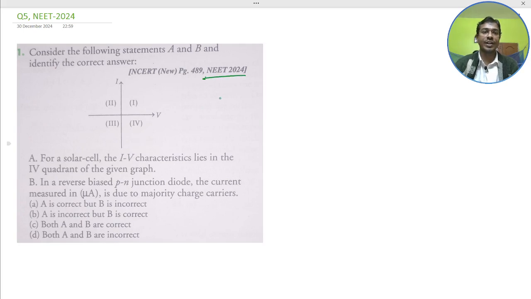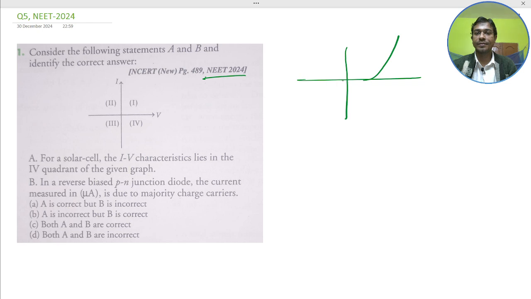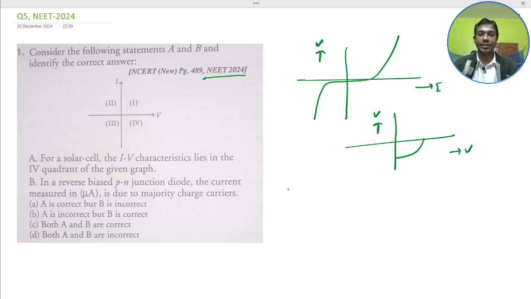NEET 2024. Consider the following statements A and B and identify the correct answer. A: for a solar cell, the IV characteristic lies in the IV quadrant in the given graph. B: in a reverse bias PN diode, the current measured in microampere is due to majority charge carriers. So basically here is a diode graph, the IV characteristic, this one. This is the IV characteristic of a diode, and for the solar cell, this IV is in the fourth quadrant.